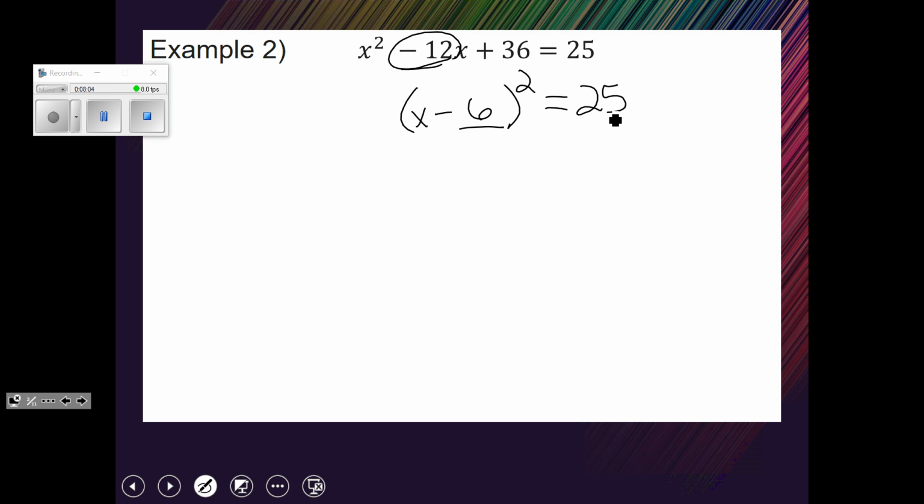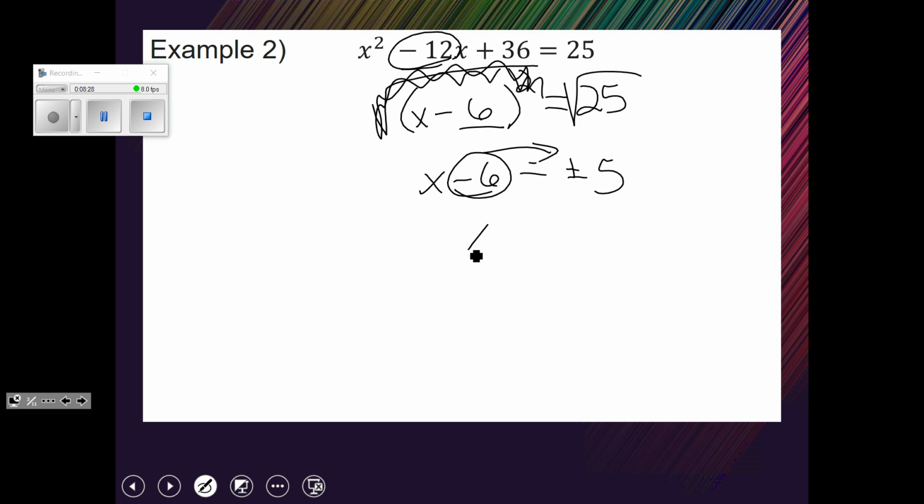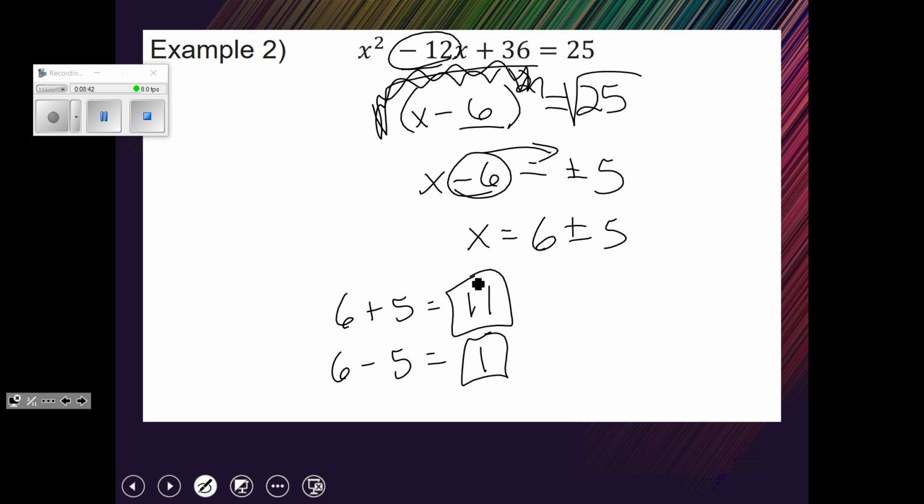So from there, what do I do to solve it? How do I get rid of the square? We're going to take the square root on both sides. What happens to the square and the square root? Cancel. And you get x minus 6. What's the square root of 25? Plus or minus 5. And then we're going to just solve. So x is equal to 6 plus or minus 5. 6 plus 5 would be 11, and 6 minus 5 would be 1. And those would be your two answers.